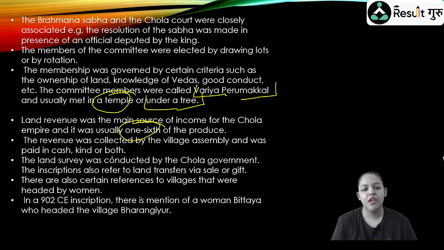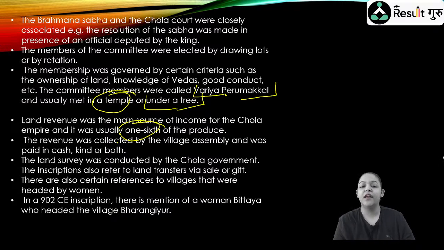Fine. The revenue was collected by the village assembly and was paid in cash and kind or both. So the revenue was collected by the village assembly, either the Ur or the Mahasabha, and it was paid in both cash and kind. The land survey would be conducted by the Chola government, and on the basis of the survey they would decide what kind of revenue they should be collecting.